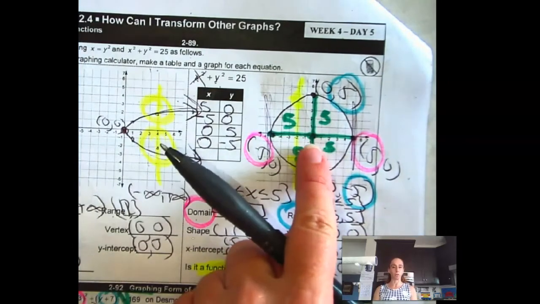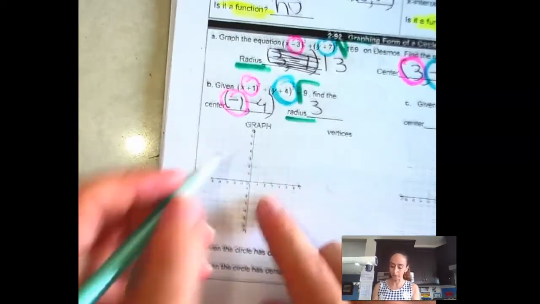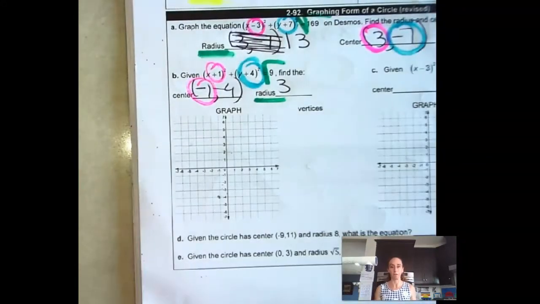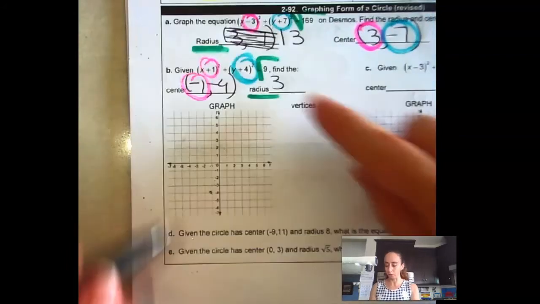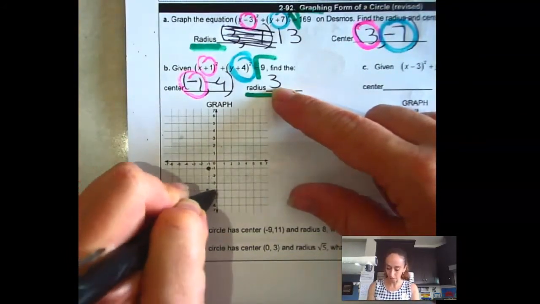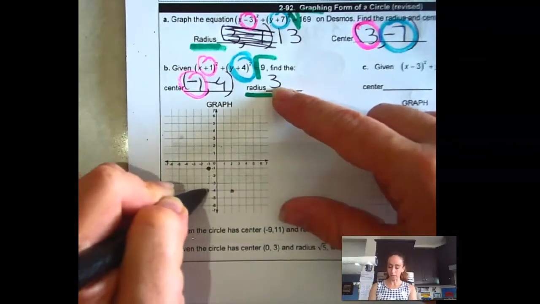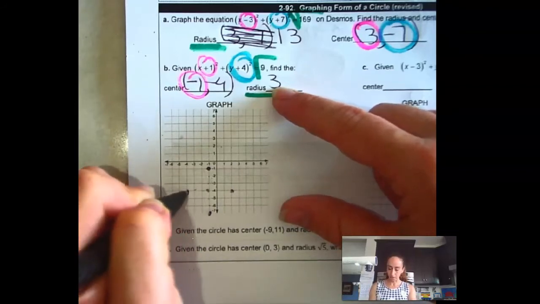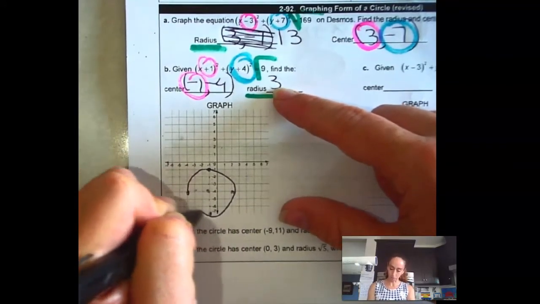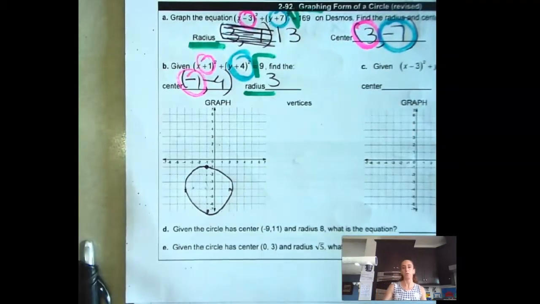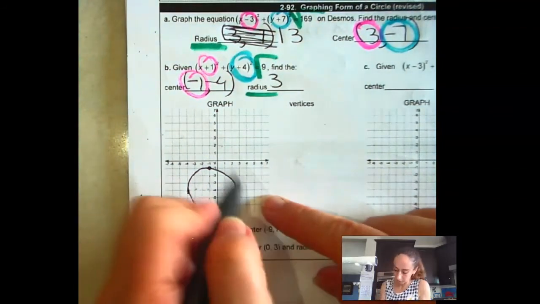But here's the truth. The center isn't actually part of the circle. The center just kind of tells you where the middle is. So I'm going to put that in pencil because that's not actually where my graph is. But I know if the radius is 3, I can go up 1, 2, 3. I can go right 1, 2, 3. I can go down 1, 2, 3. And I can go left 1, 2, 3. And now I can draw my circle. I know, I'm not very good at this, I've got other good qualities, okay?